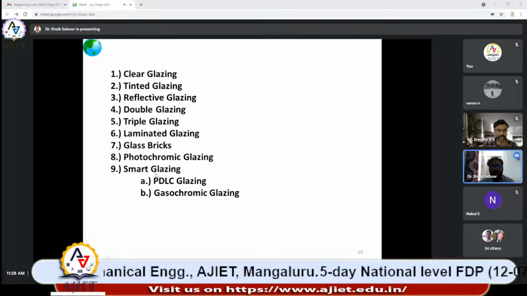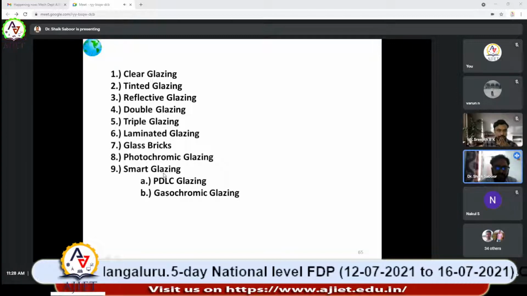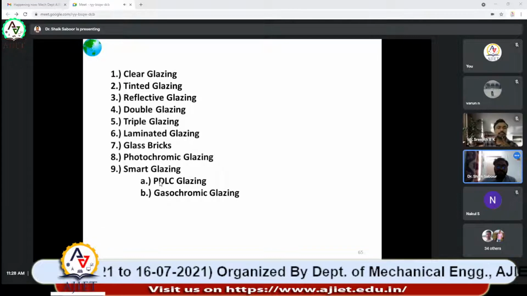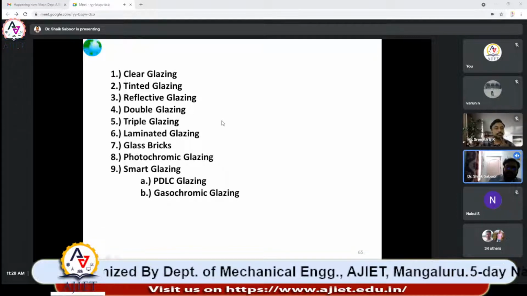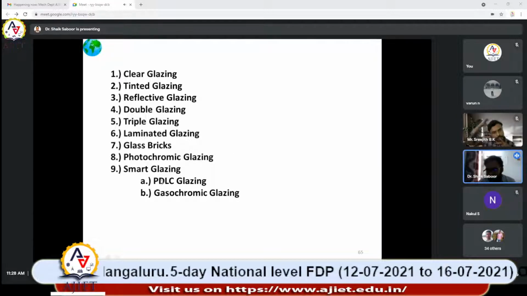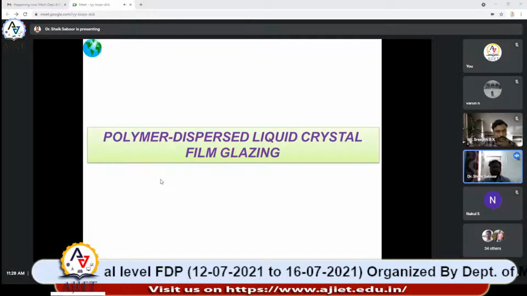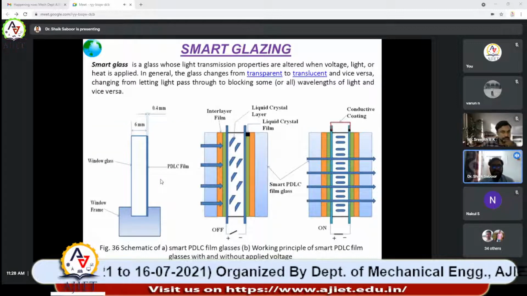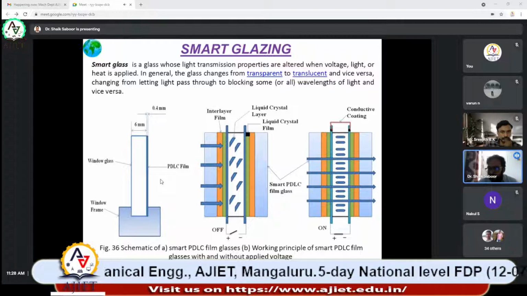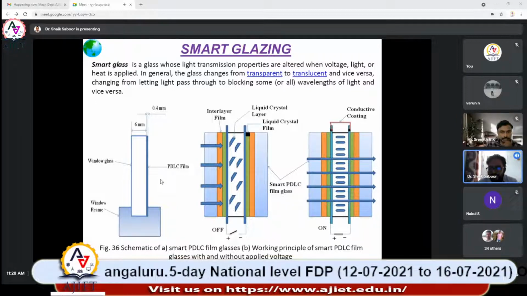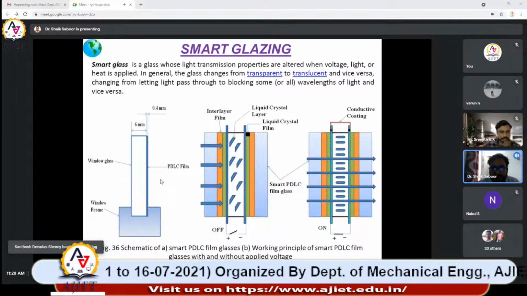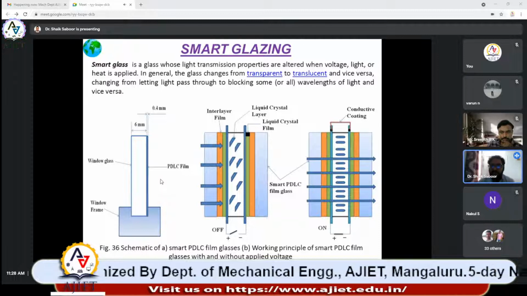We also have the smart glazings, where we will be dealing with polymer dispersed liquid crystal glazings, and also the gasochromic glazing. Among all glazings, I have presented our own work on PDLC, which comes under smart glazing. That is polymer dispersed liquid crystal film glazing. This glazing is very, very popular even nowadays. The best and costliest cars in the market, especially BMW and Mercedes Benz, are also using this kind of smart glazing.